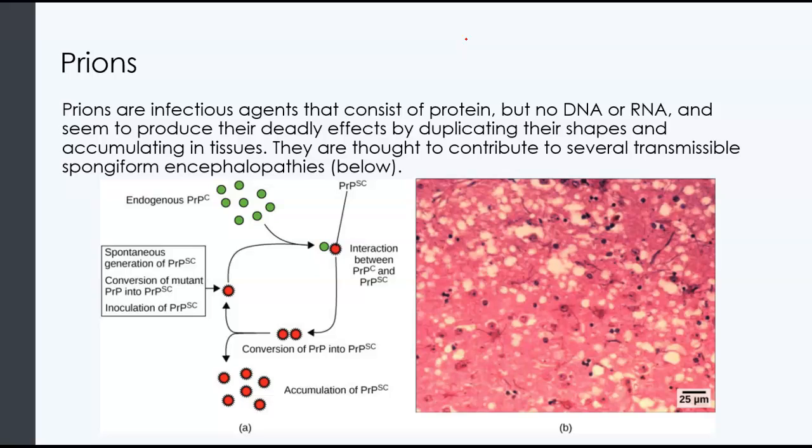Okay, now we're going to talk about prions and viroids. Prions are proteins. They're only proteins. They do not contain nucleic acid.